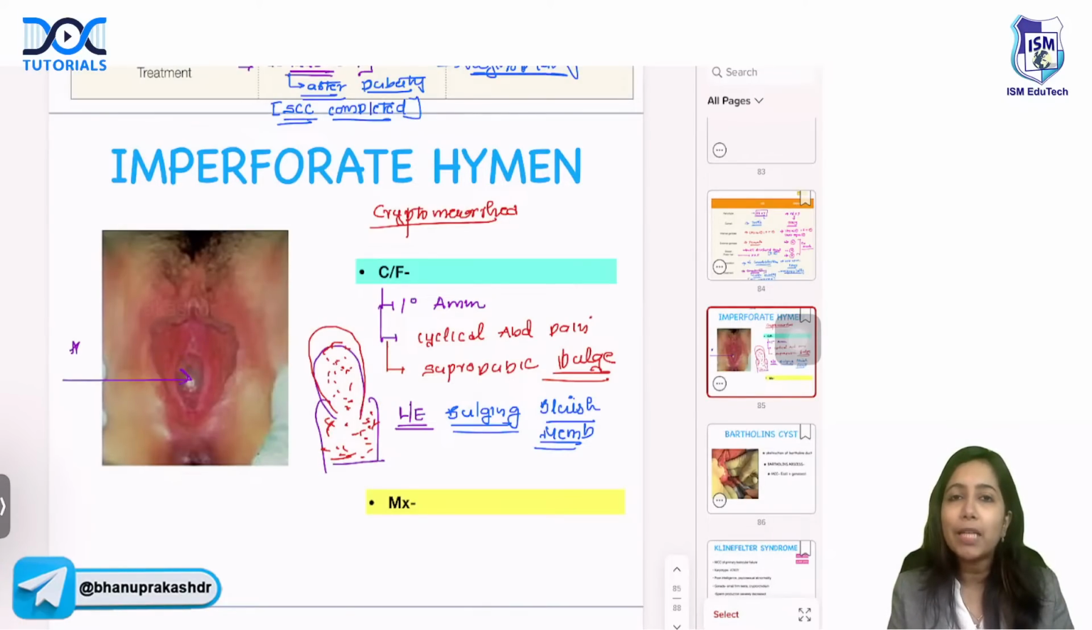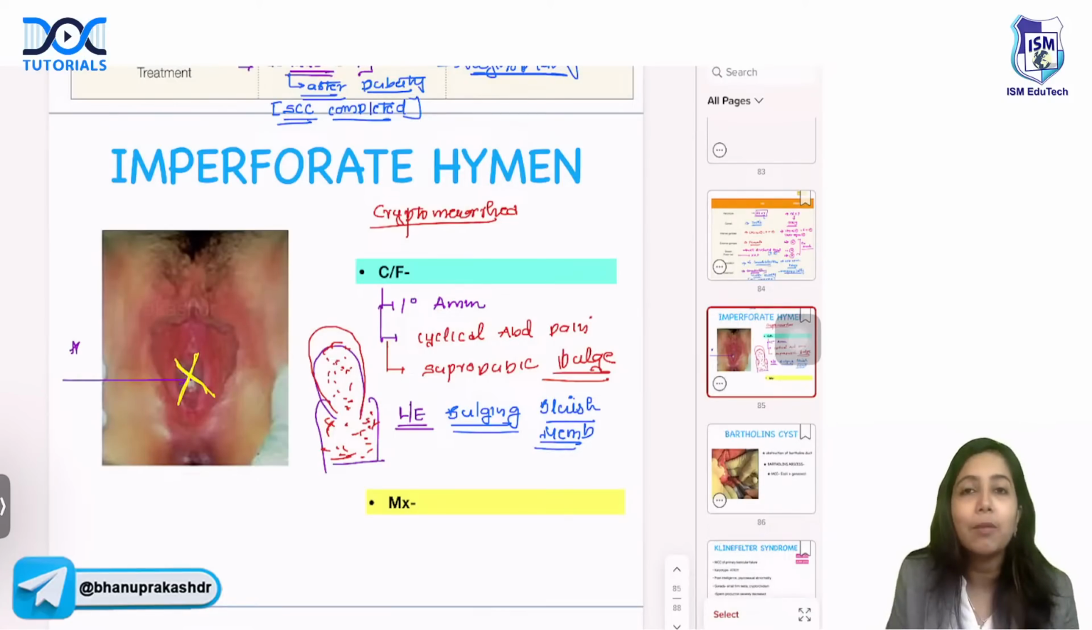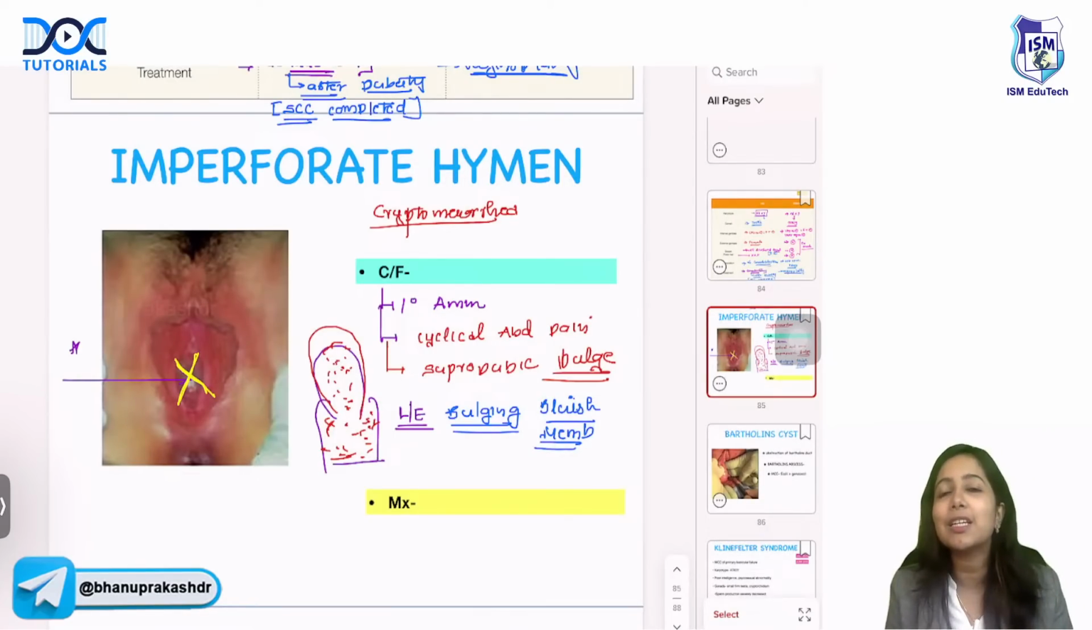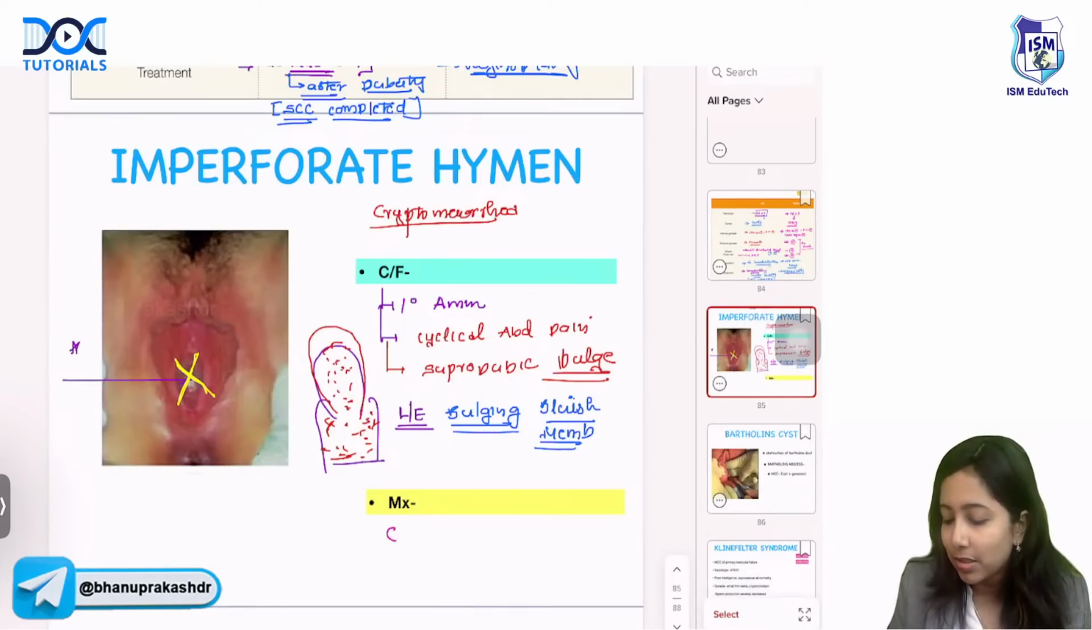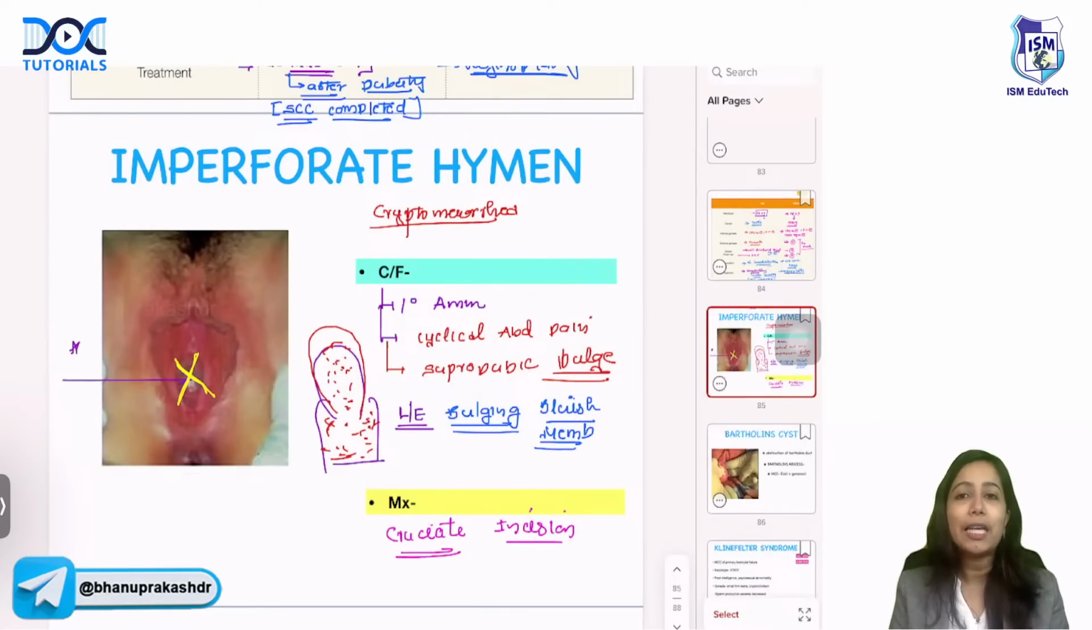So what will be the management? This is basically the hymen which has not perforated, which is blocking the blood from coming out. So I can put an incision so as to drain out this blood. What is the incision that I put? It's a cross-shaped incision. This incision is known as cruciate incision. The management is simply to put a cross there. The management is cruciate incision for imperforate hymen.